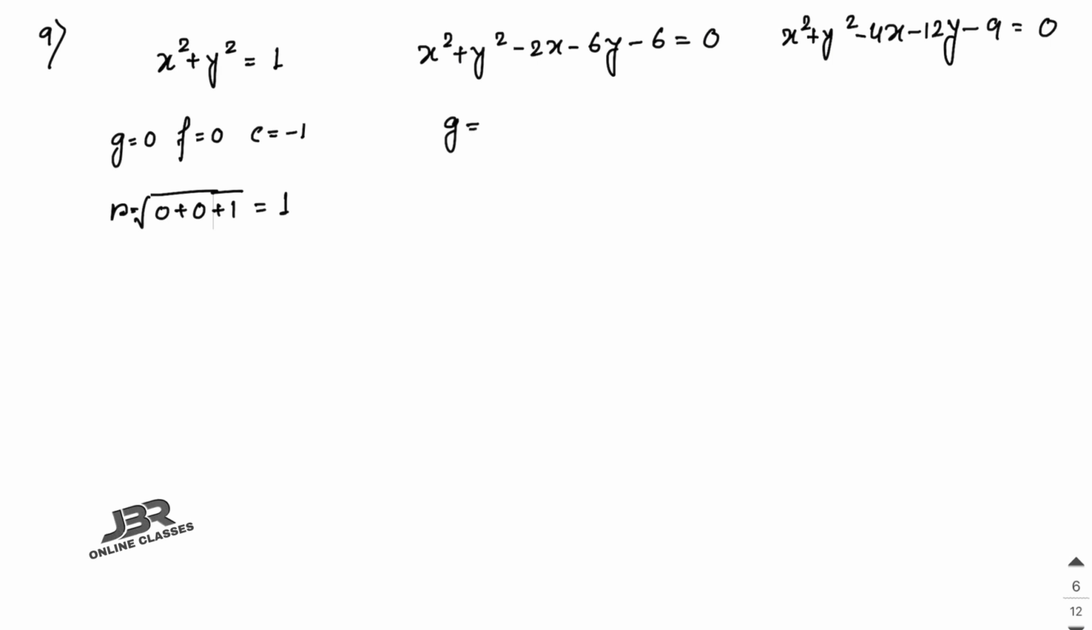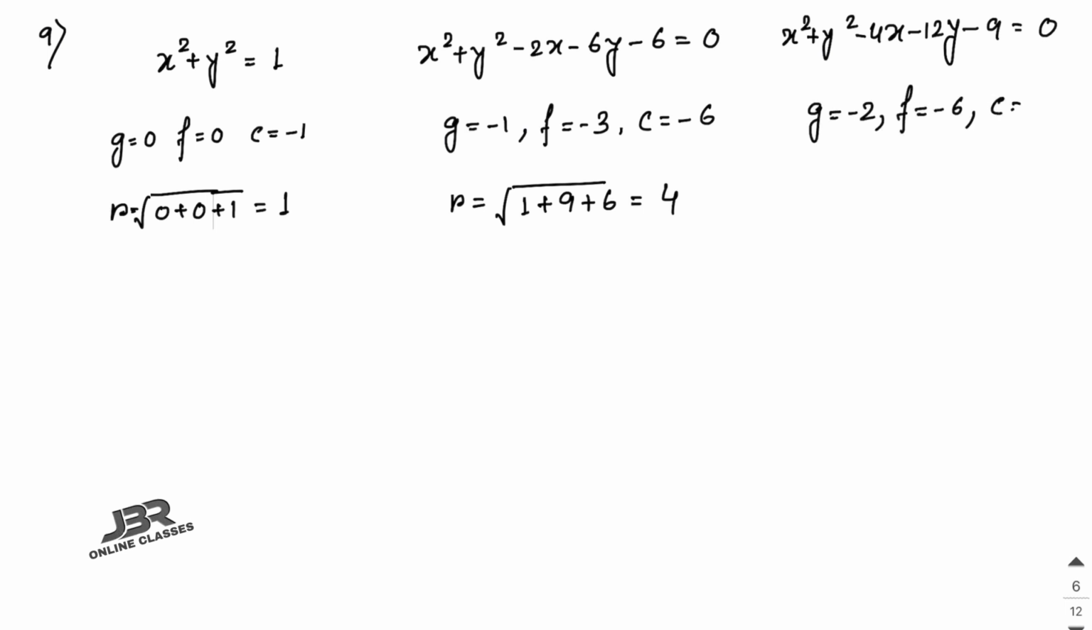For the second one, g equal to minus 1, f equal to minus 3 and c equal to minus 6. So radius equal to root over 1 square means 1, 3 square means 9, and plus 6, that equal to root 16, so 4. Now the next one, g equal to minus 2, f equal to minus 6, c equal to minus 9. So R equal to root over 2 square means 4, 36, and plus 9, that means root 49, that means 7. So first one is 1, second one 4 and third one 7.